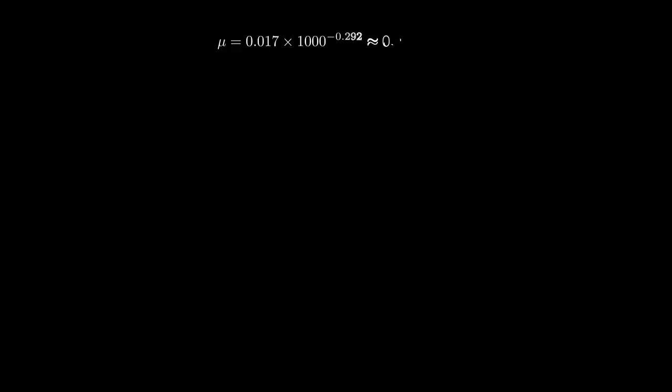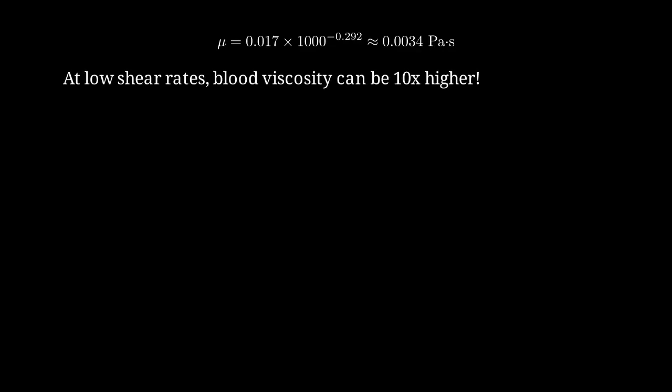At this shear rate, the viscosity is 0.017 times 1,000 to the negative 0.292, which gives about 3.4 millipascal seconds. That's about 3 times water viscosity. But here's the key point. At low shear rates in smaller vessels or stagnant regions, blood viscosity can be 10 times higher. This drastically affects flow patterns.